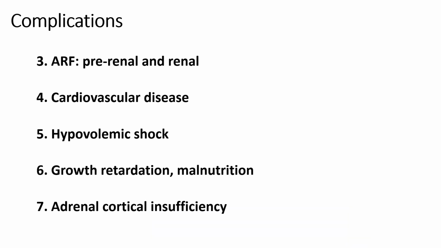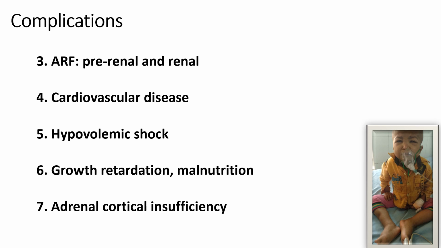Child can develop the renal failure, either pre-renal or renal. Cardiovascular disease can also develop because child is having hyperlipidemia and nephrotic syndrome, and it is a risk factor for cardiovascular disease. Hypovolemic shock can also develop because child is having the hypoalbuminemia. Growth retardation can be there. Malnutrition can develop. Adrenal cortical insufficiency can also develop, and child can also have the side effects of steroid. So all these are the complications in nephrotic syndrome.